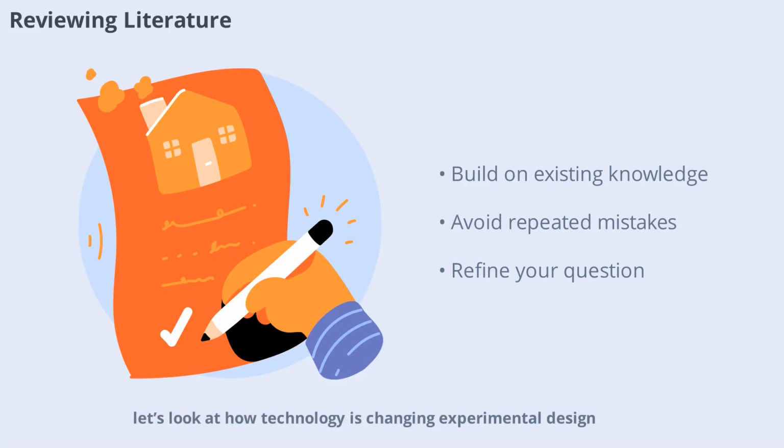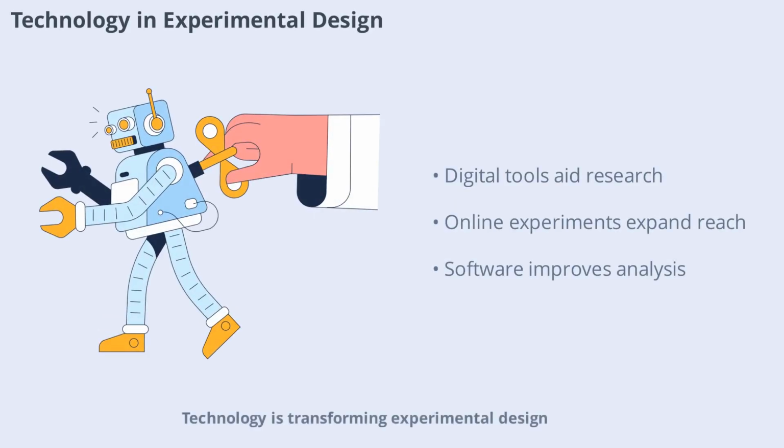Next, let's look at how technology is changing experimental design. Technology is transforming experimental design. Digital tools make it easier to collect, analyze, and share data. Online experiments can reach larger and more diverse populations. Software can help randomize assignments, calculate sample sizes, and visualize results. Embracing technology makes experiments more efficient and accessible.